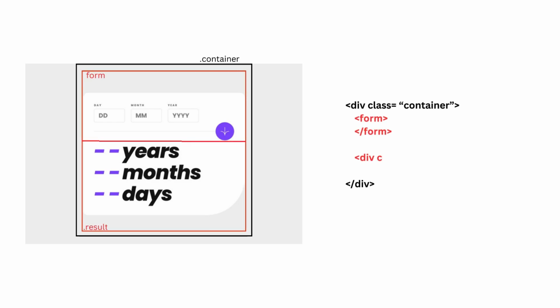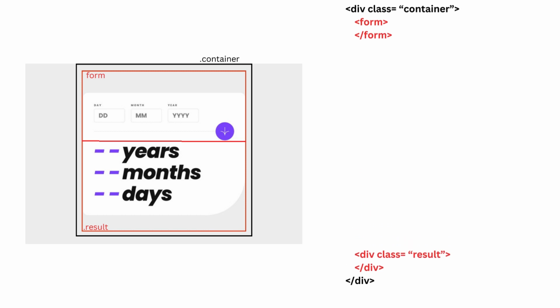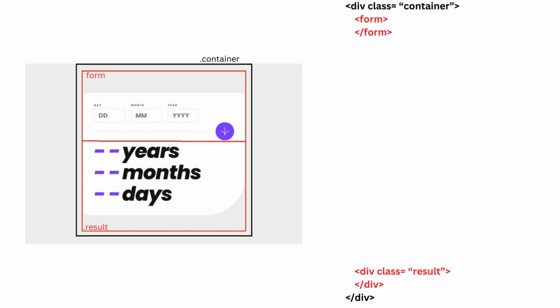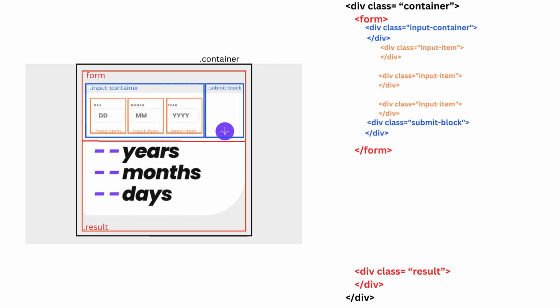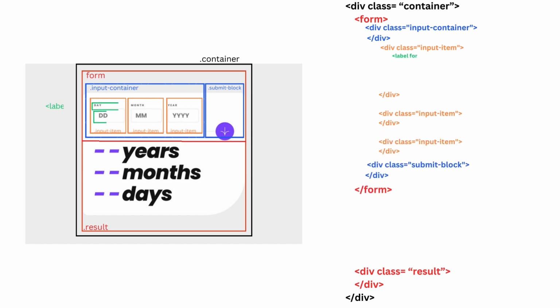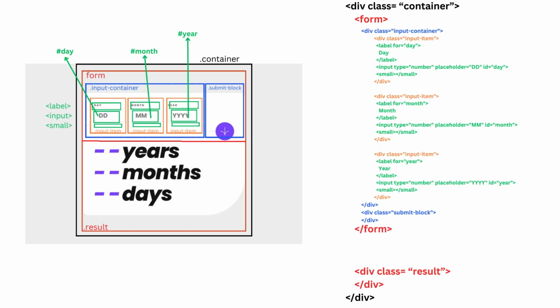For HTML, start by creating a div container, inside of which will be a form element and a div with a class result. The form will have two parent elements, input container and submit container. Input container has three child elements with a class input item. Each one of these items will have a label, an input field, and an empty small element to show the error message later, giving us the following result.